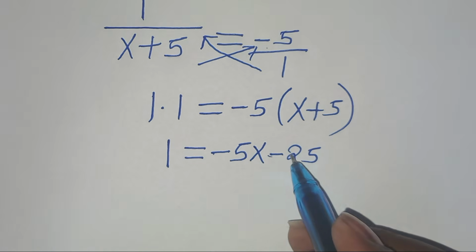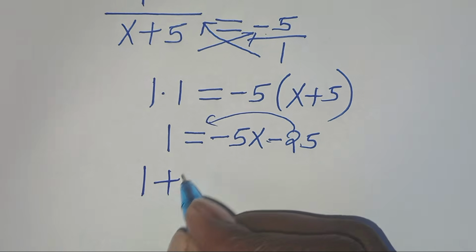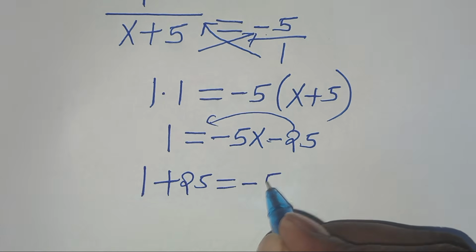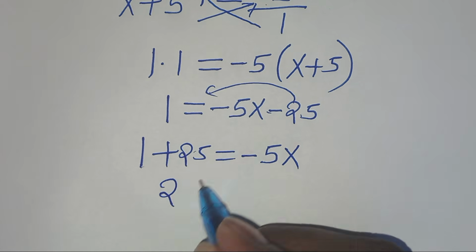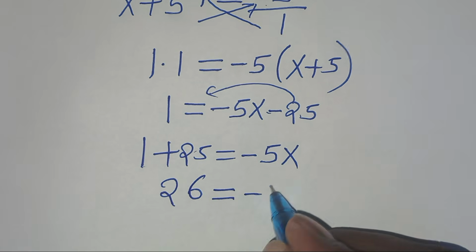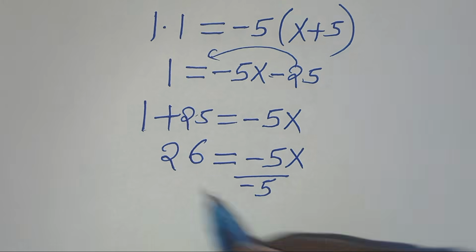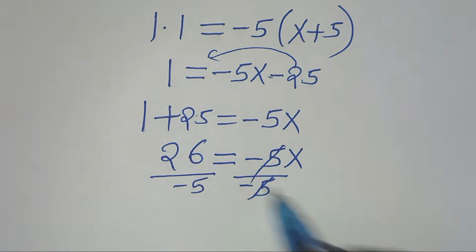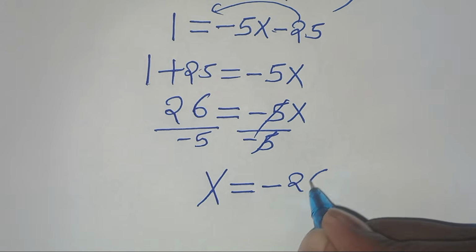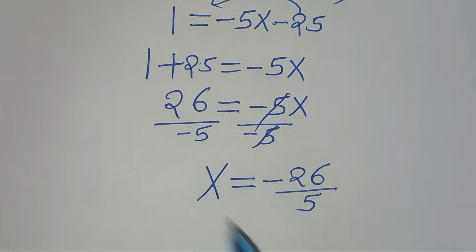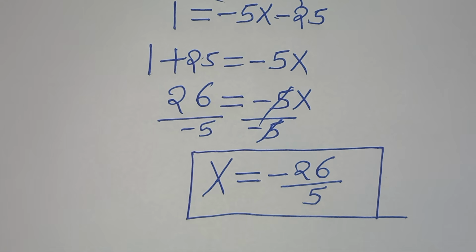Now the next step is to take negative 25 from the right hand side to the left, and this means we have 1 plus 25, which is equal to negative 5x. So 1 plus 25 is 26, equal to negative 5x. Let's divide on both sides by negative 5, and this means that we have the value of x here, which is negative 26 divided by 5. This is the value of x for this algebra problem.